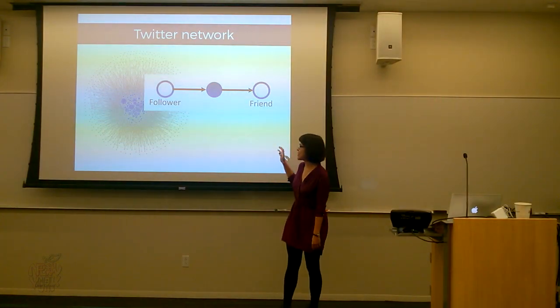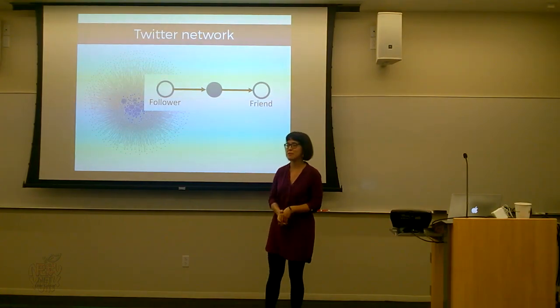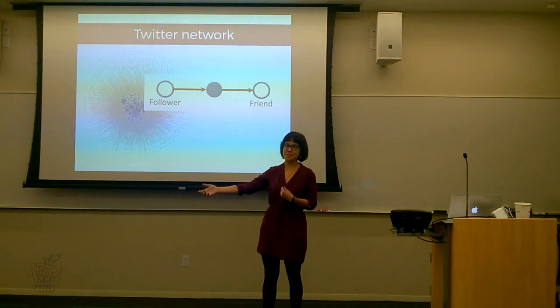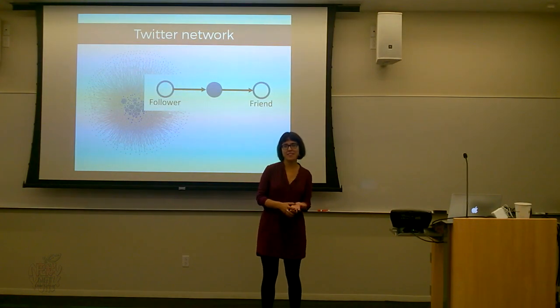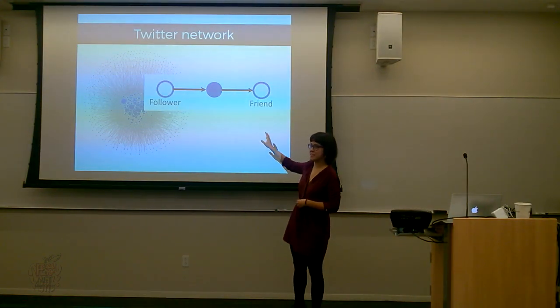For example, on Facebook, the standard relationship is undirected. Because when you are friends with someone, that person has to be friends with you as well. But on Twitter, the relationship is actually directed. It's just one-sided.